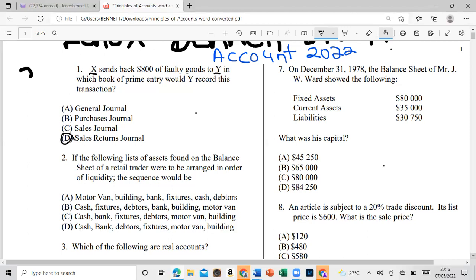C: cash, bank, fixtures, debtors, motor van, building. No, that wouldn't be it. So it's definitely going to be D: cash, bank, debtors, fixtures, motor van, and building. Remember, these are fixed assets, so the fixed assets would be long-term stuff. These are harder to sell, like the motor van and the building. You can't just get up and say, I want to sell a building. So that would be D for number 2.